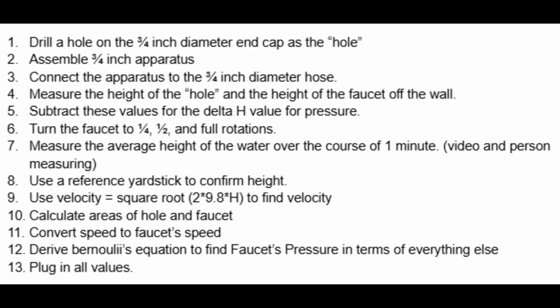Then, for my experiment, I will turn the faucet to quarter, half, and full rotations. I will measure the average height of the water over the course of 1 minute. This will be our trials because water is not a very set thing, and unlike my potato cannon experiment, I can't have multiple experiments of it because the one variable I set is the amount I open. I will use the 1 minute as my 3 experiments for each setting.